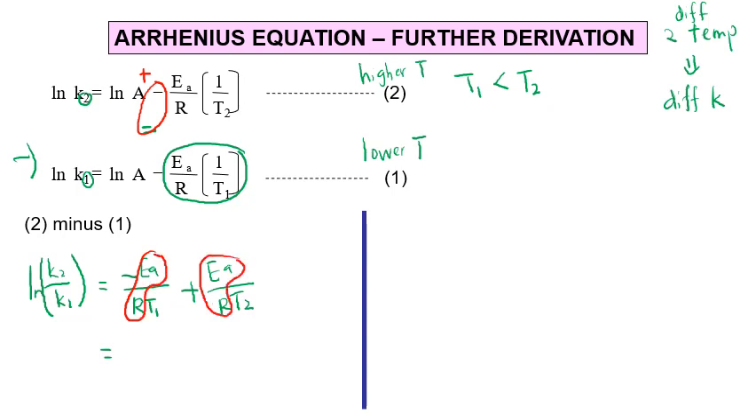EA over R, so we will have EA over R times negative 1 over T1 plus 1 over T2. However, we prefer that positive at the front, so it will become EA over R times 1 over T2 minus 1 over T1.